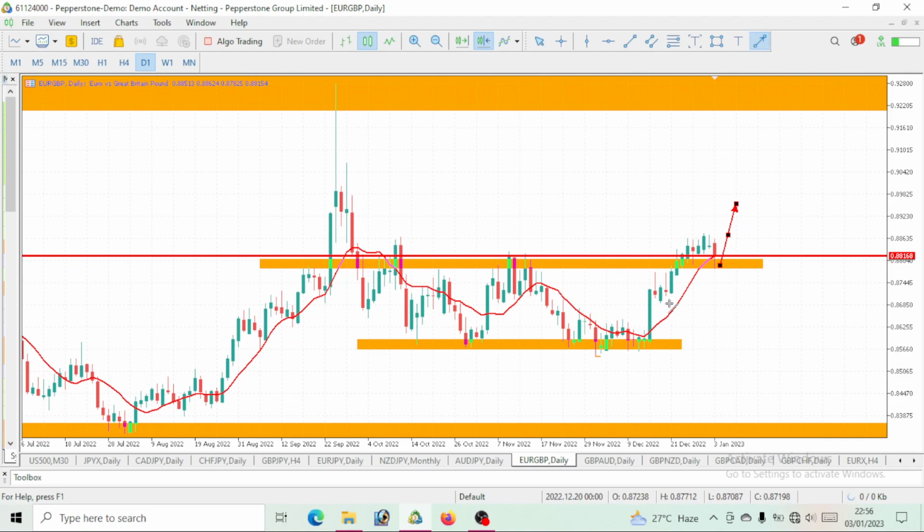So after that, what do we expect? We are expecting a bullish move. So this Euro GBP, let's see how we would get the bullish move for the next day.